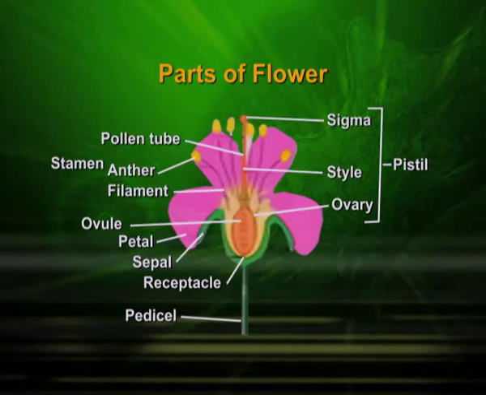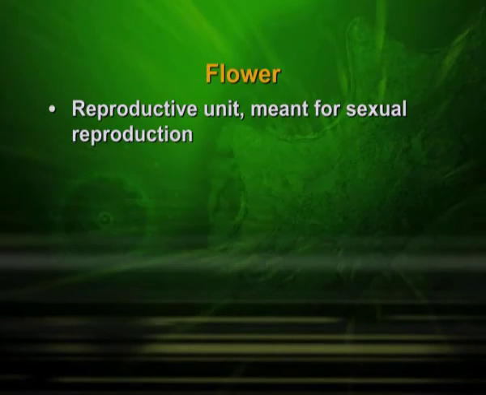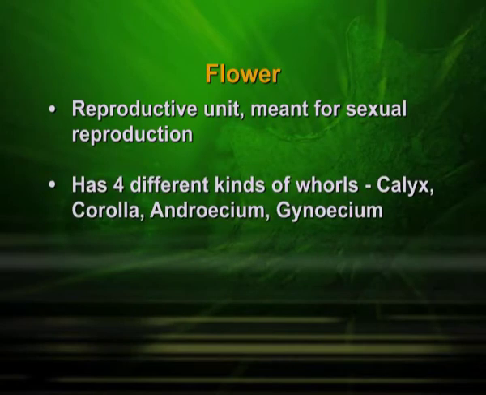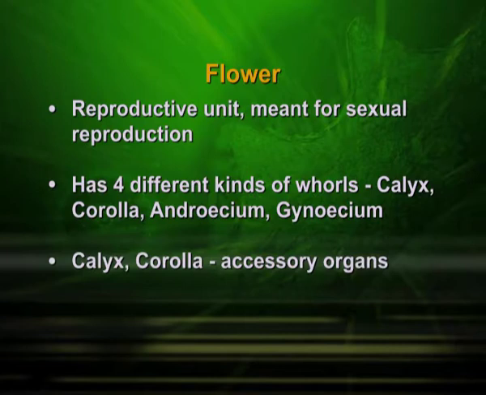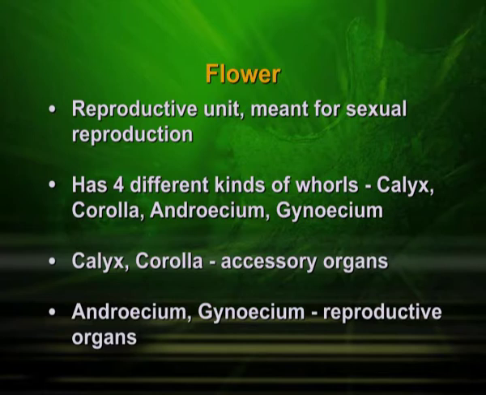Let us just have a look at the structure of the flower. It is the reproductive unit meant for sexual reproduction, has 4 different kinds of whorls: calyx, corolla, androecium, gynoecium. The calyx and corolla are the accessory organs, and the androecium and gynoecium are the reproductive organs.